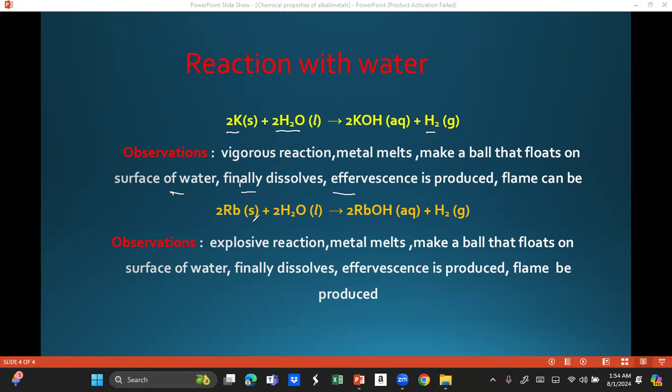So when rubidium reacts with water, it produces rubidium hydroxide and hydrogen gas. When potassium reacts with water, it produces potassium hydroxide and hydrogen gas. So 2 moles of metals. For every metal, you will take the same 2 moles of water, 2 moles of hydroxide, and 1 mole of hydrogen gas. You will get 3 marks for balancing the chemical equation whenever a metal reacts with water.